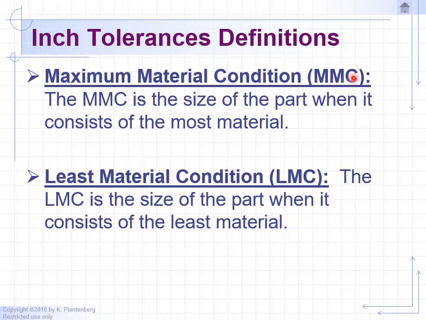Okay, maximum material condition, MMC. The MMC is the size of the part when it consists of the most material. Least material condition, or the LMC, is the size of the part when it consists of the least material. So the MMC is the maximum material allowed to make it acceptable, and the LMC is the least material condition acceptable. So let's take a look at the shaft and the hole and discuss MMC and LMC for each one.